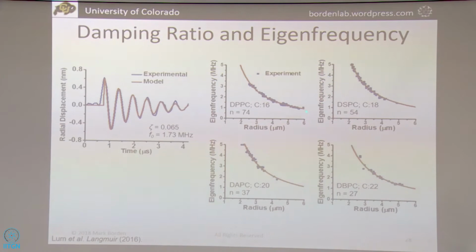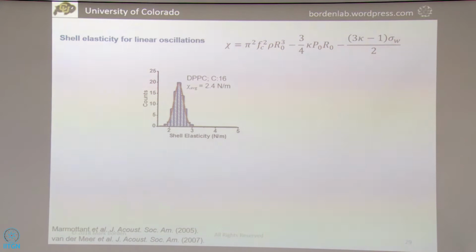And you can get the elasticity by fitting the resonance curve to the data, so the elasticity becomes a fitting parameter. You're normalizing out the size by applying this wave and doing least squares regression. For 74 bubbles, 54 bubbles, 37, 27 bubbles, you can get eigenfrequencies. And you can plot them, and you get beautiful normal distributions. This is the most beautiful, so I show it first. That's actually the shortest chain length as well. A beautiful normal distribution with an average and a standard deviation. The average of 2.4 newtons per meter is the elasticity.